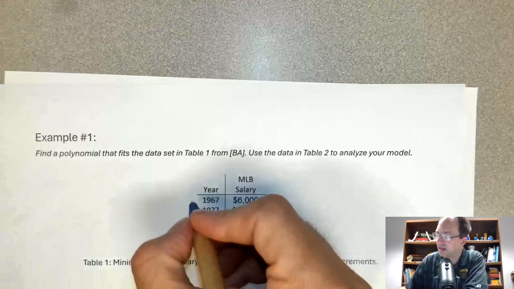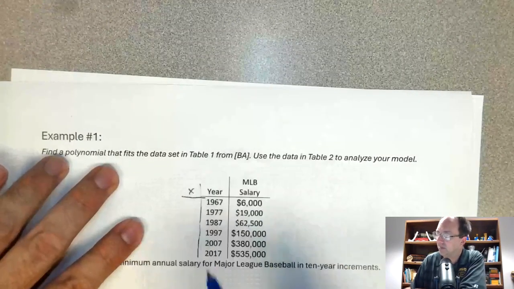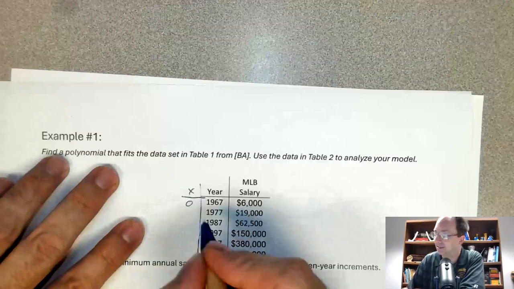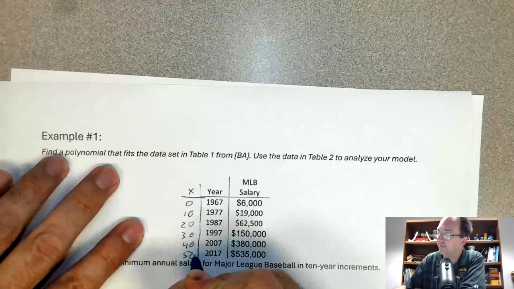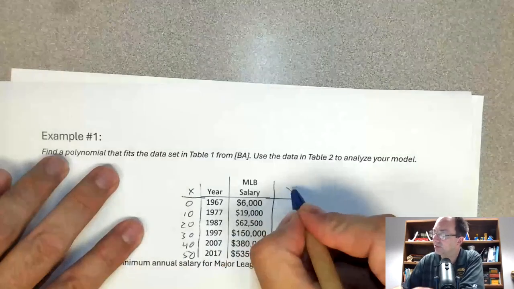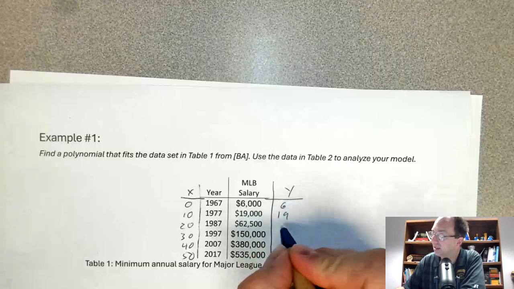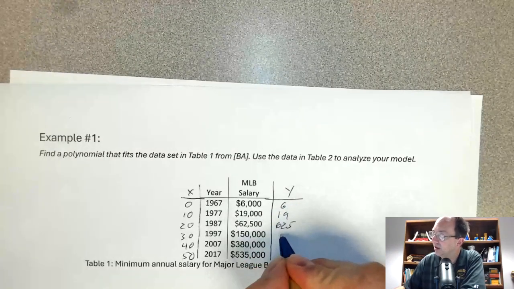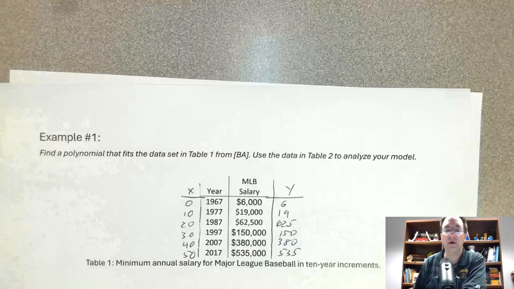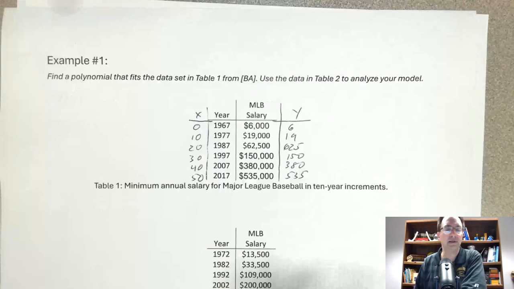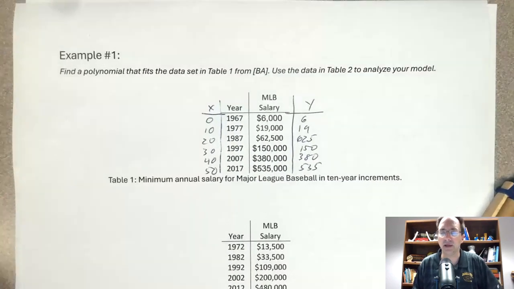And the first thing we would say is that notice we have some really large numbers here. And so let us make our X in terms of years since 1967. So 0, 10, 20, 30, 40, 50. And likewise, our Y values, we don't need all these extra zeros. So we'll divide everything by 1,000 to get 619, 62.5, 150, 380, 535. All right, so that will be our data set, and let's go to a computer algebra system and analyze it.